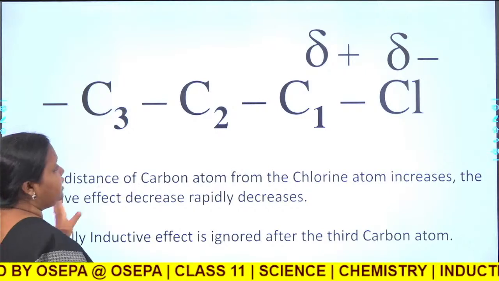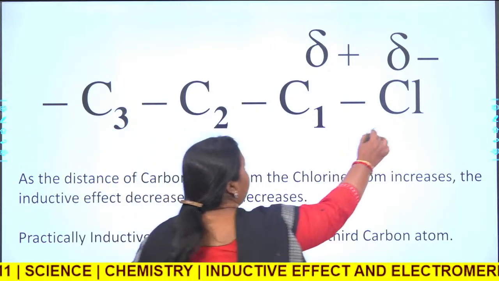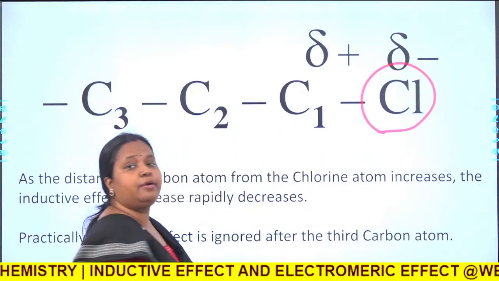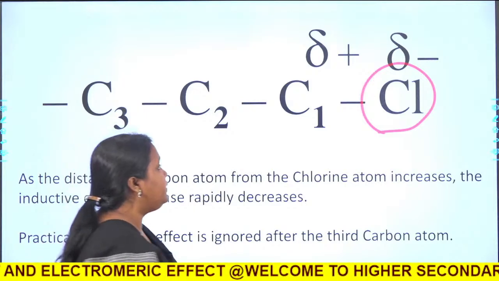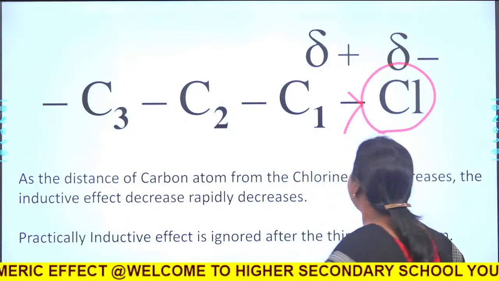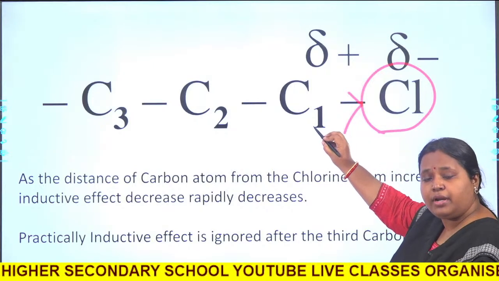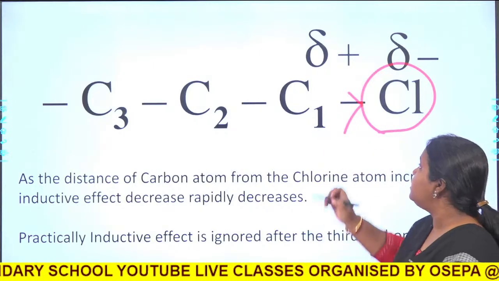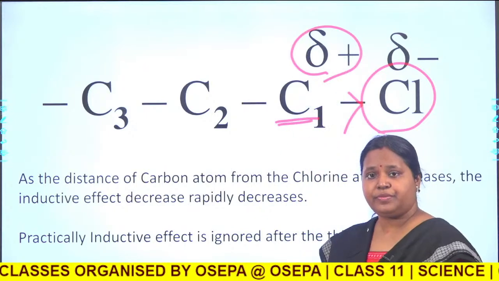Now let us consider a chain of carbon where a chlorine atom is attached at the end of the chain. Now chlorine atom will pull the electron towards itself. Mark this. The chlorine will pull the electron towards itself from carbon number 1, as a result of which this carbon number 1 will develop a partial positive charge.